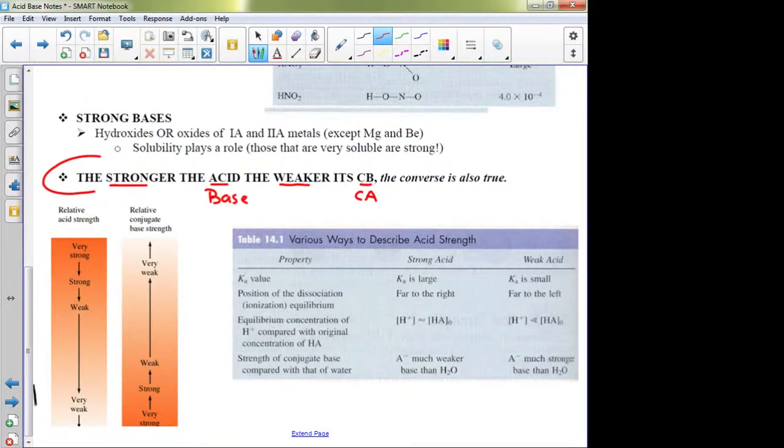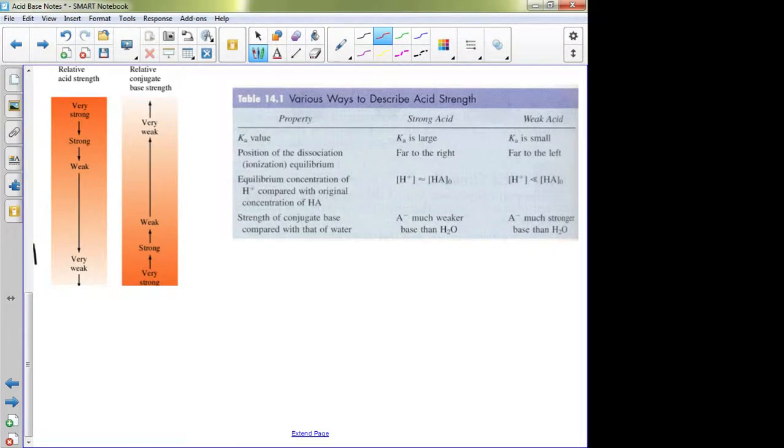So if we look here, I'm back at the bottom of page 5. All right. So if I have a strong acid, my Ka value is going to be large. Okay? So if I have a large Ka, that means I have a strong acid, and it means my conjugate base is going to be weak. Okay? If my Ka value is small, that means I'm going to have a weak acid, which means my conjugate base is going to be strong.